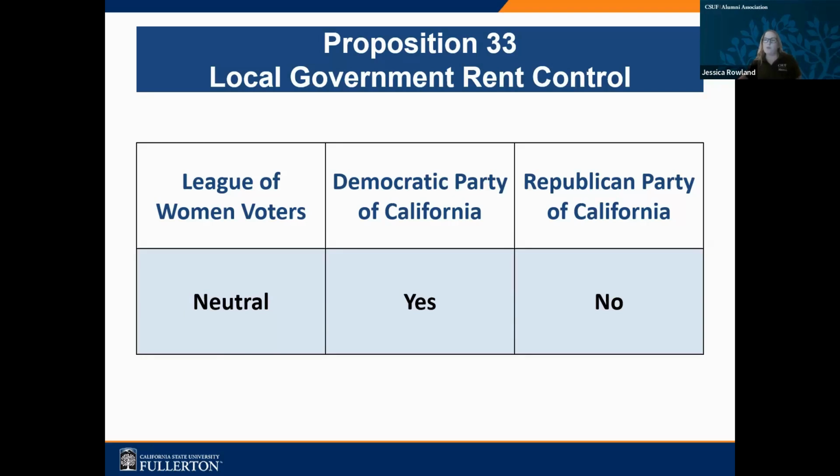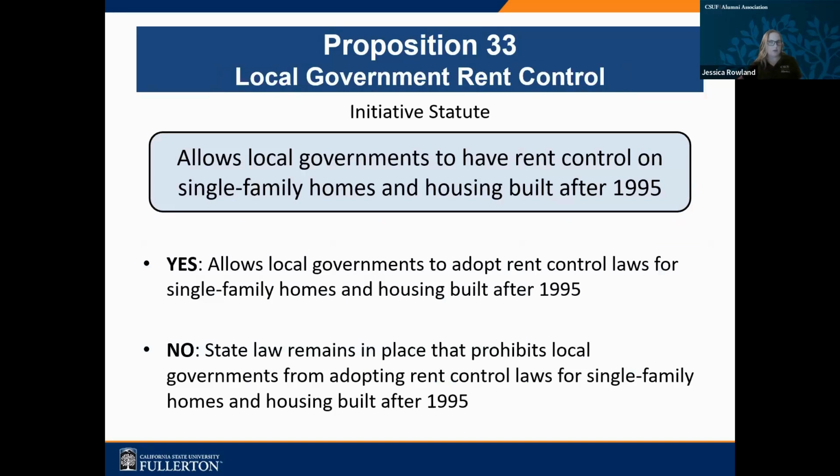And then, sorry, does a yes vote give the local government more power? Yes. So a yes vote would allow local governments to adopt rent control laws. Right now, on these types of housing, single family homes and housing built after 1995, they can't do anything. They don't have control there. This would give them the power to adopt that rent control if they want to, so it would give more power to local government to make their own decisions.